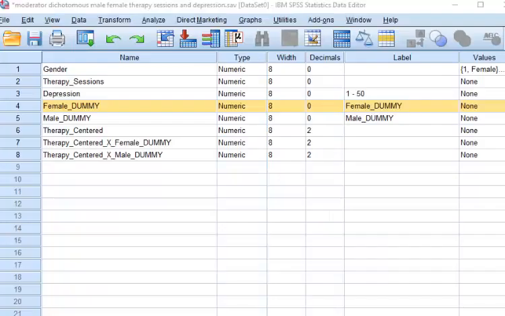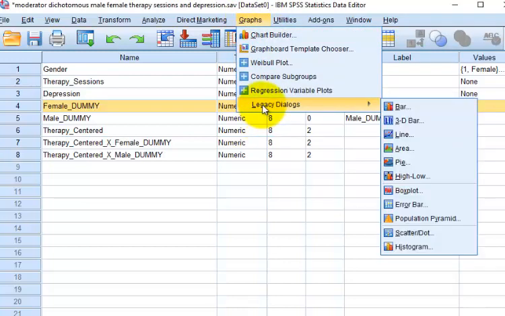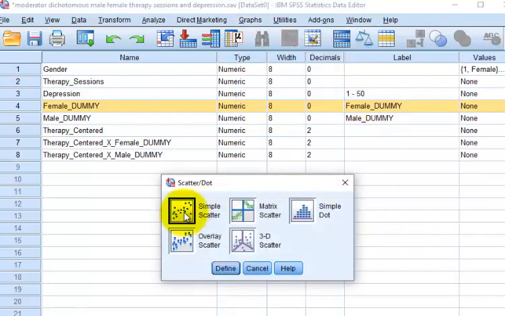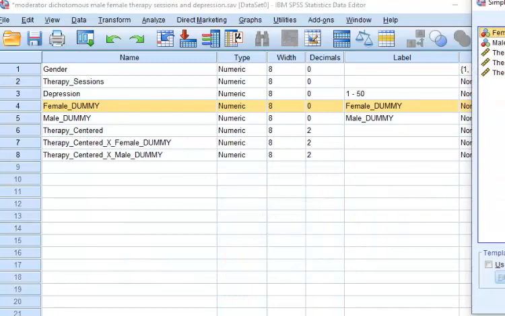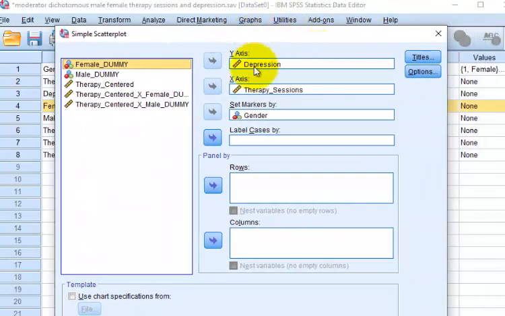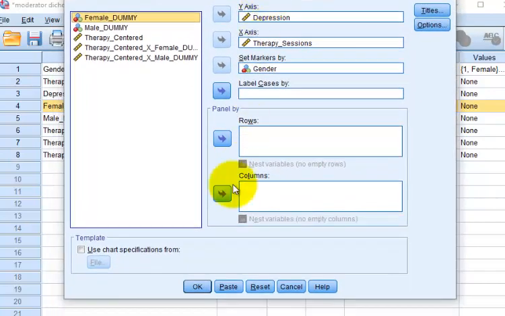So the last thing I can think of was to check their scatter plots. One for male, one for female. So I'm going to go to graphs, legacy, scatter. We're going to do simple. And depression is the y-axis. That's the DV. The x-axis is the number of therapy sessions, right? That's your IV. And then we're going to split it up between the genders. And then I'm going to click OK.